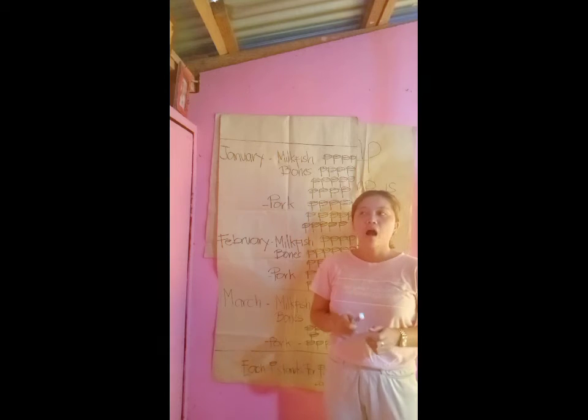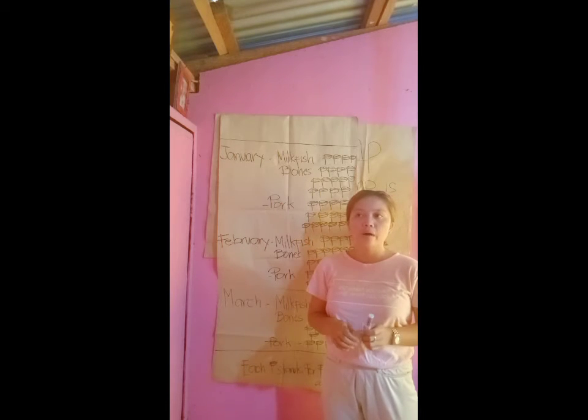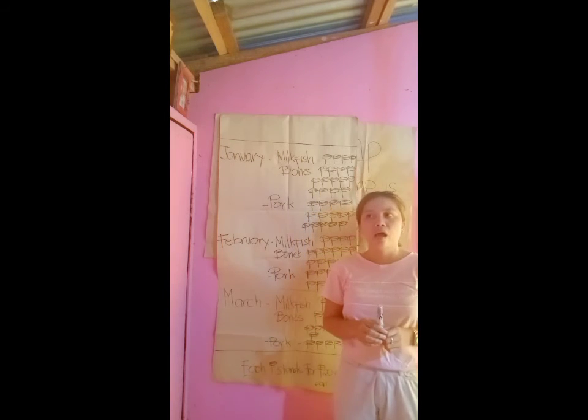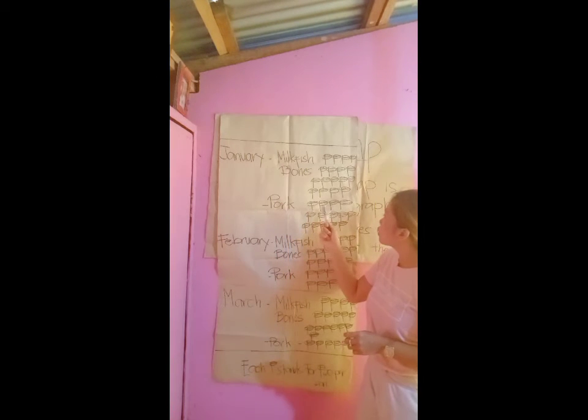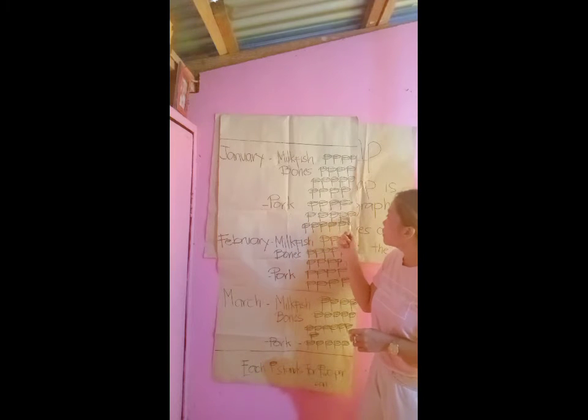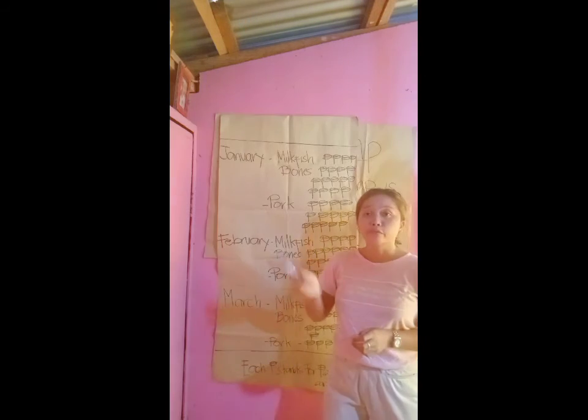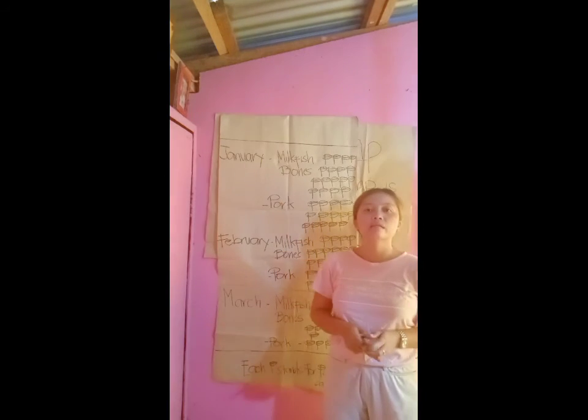And then our pork sales in January is 280. And I count the peso signs. 1, 2, 3, 4, 5, 6, 7, 8, 9, 10, 11, 12, 13, 14. So 14 peso signs times 20 equals 280 pesos.